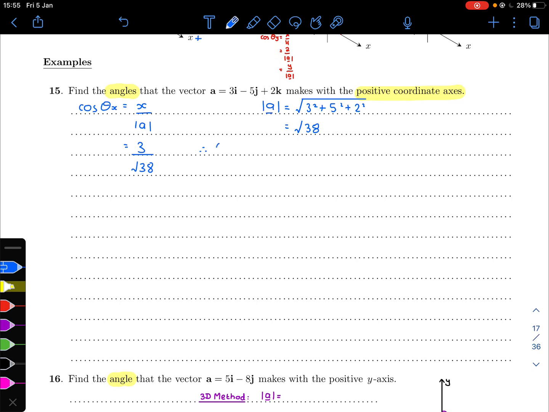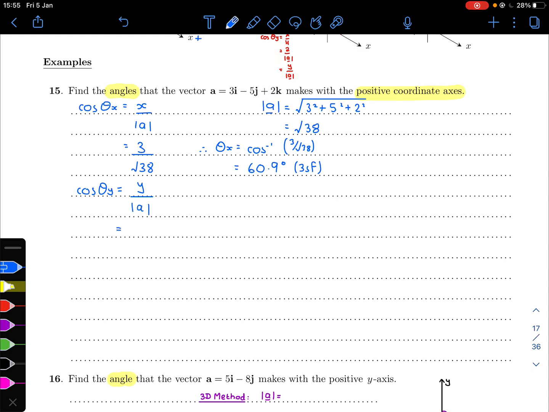So the angle that we're looking for then is the inverse cos of 3 over root 38, which from the calculator is 60.9 degrees. So 3 significant figures. And then similar for the y and z.